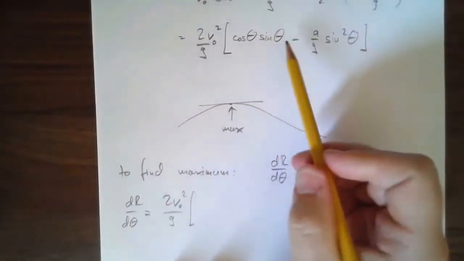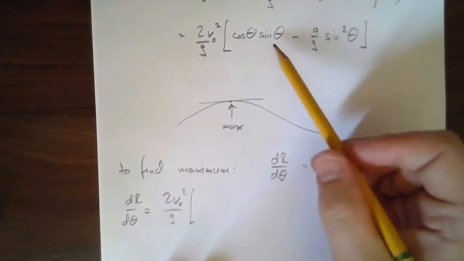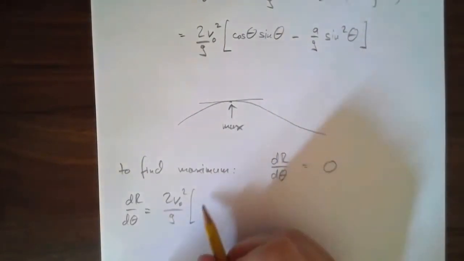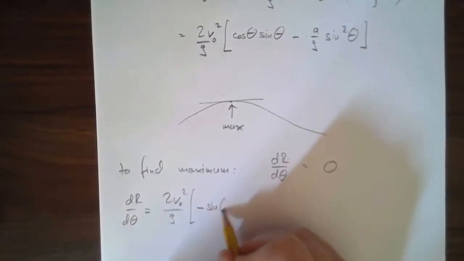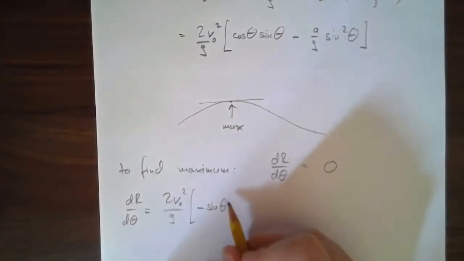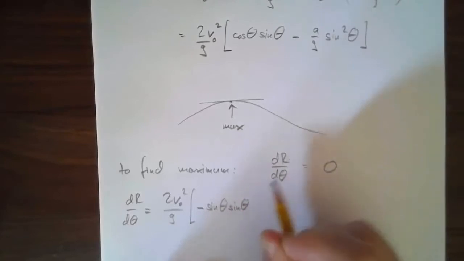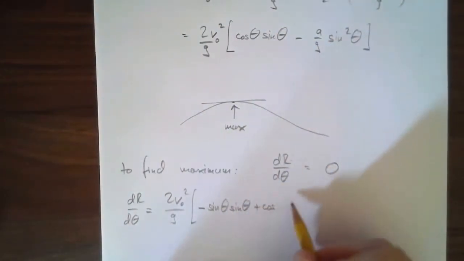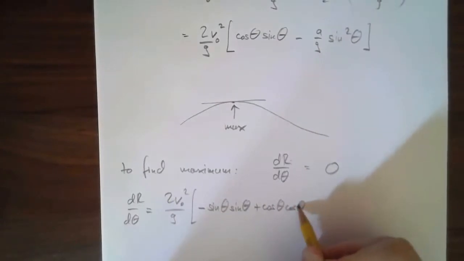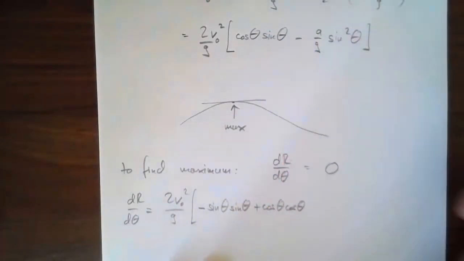Then you've got cosine squared sine squared. Okay, you want to differentiate that. Well, cosine squared goes to minus sine, so sine theta, and sine theta goes to cosine, so plus cosine theta, cosine theta. I have also applied the product rule here.